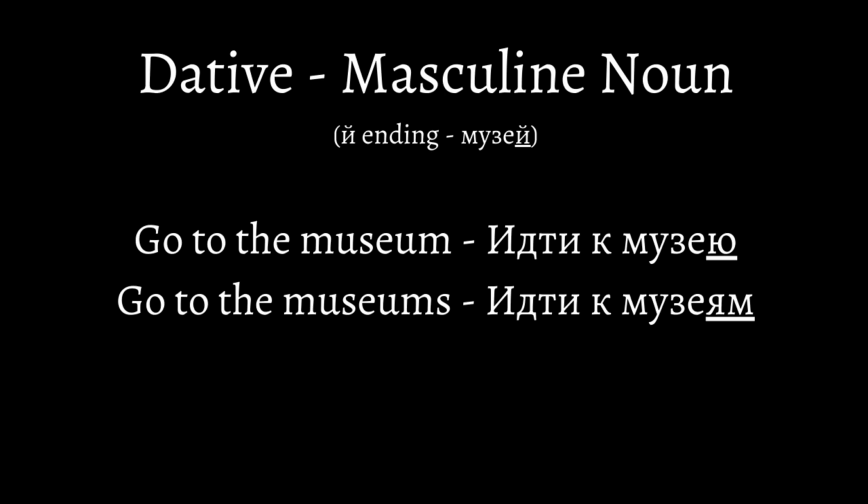Go to the museum and go to the museums in Russian are идти к музею and идти к музеям. We have a masculine noun muzey which ends in i kratkoye, and therefore we change it to yu when singular, and because i kratkoye is a stressed letter, yam replaces it when plural. It's not because the sound of the word would be too bad, so we simply put yam instead. We know it's dative because we can ask go to what, or in this case, go to where. Go to the museum or museums. Идти куда? Идти к музею or к музеям.